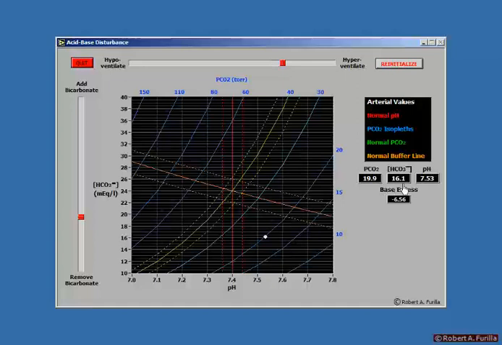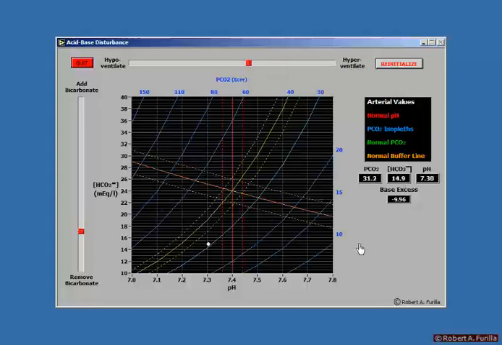Now, the next question, did the bicarbonate go in the same direction? So the PCO2 went down, the bicarbonate should go down in order for there to have been compensation. Clearly it has gone down. We have a negative base excess. It's down to about 16. So this is a partially compensated respiratory alkalosis.